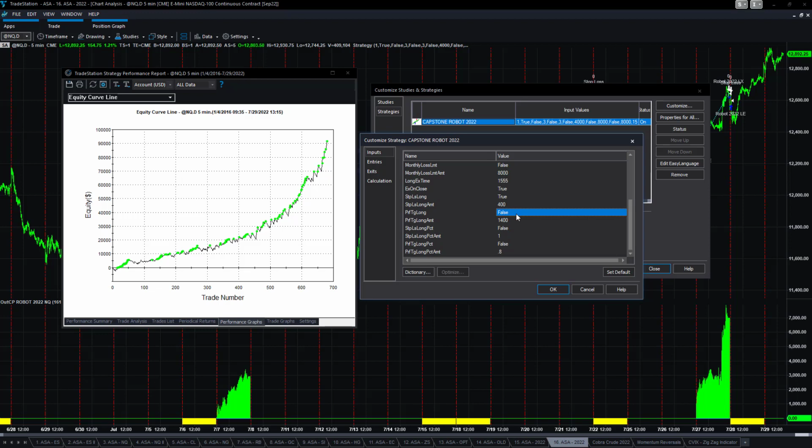And then there's a profit target option, which is set to false by default. The stop loss long percentage, which is false by default. Profit target long percentage, which is false by default. And so those could be tested on the subscriber side. If you have this strategy, you could test the strategy with these different input settings.